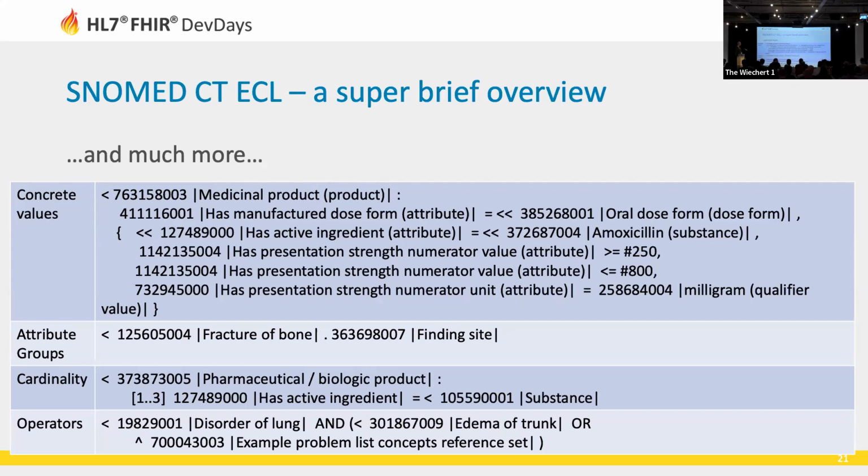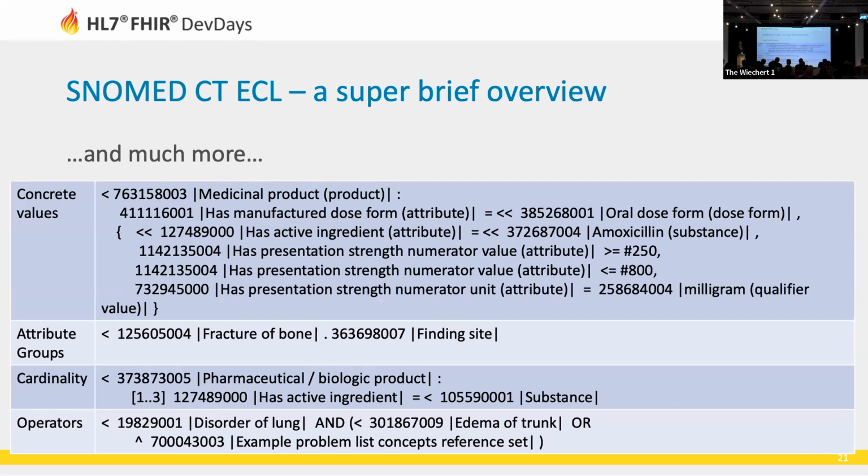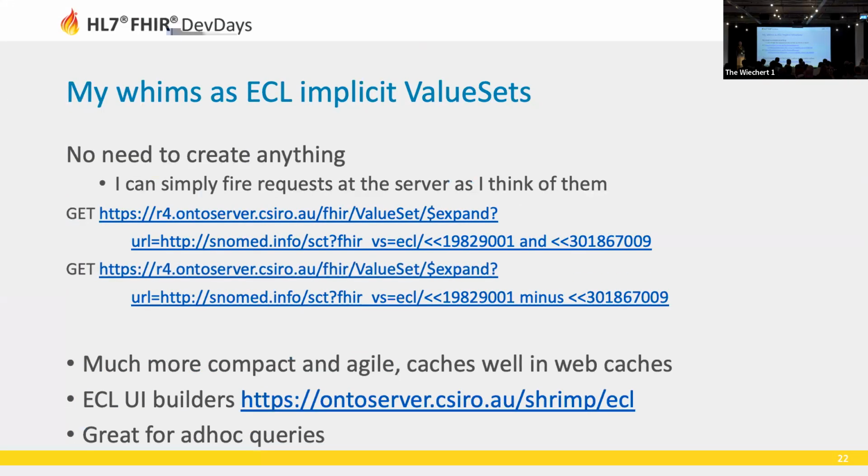I think the other one that's really interesting to point out is the next one down, which is talking about the fracture of bone. This particular request actually returns all of the concepts that are targets of a finding site relationship from any of the fracture of bone concepts. So effectively, it's going to return you anatomy concepts that are places where fractures of bone can happen. So yeah, quite a powerful language, heaps more. Couldn't even go close to explaining it all.